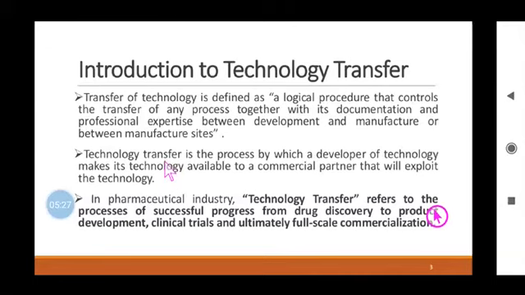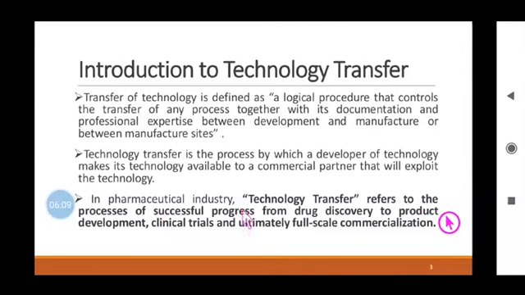In this point we can see technology transfer is the process by which a developer of technology makes its technology available to a commercial partner that will exploit the technology. The commercial partner has the capacity to exploit any kind of technology, but for this he requires a new idea, a new technology, and the new technology is there with the developer. So this developer has no capacity on his own, and therefore he will require a commercial partner to exploit that particular technology.